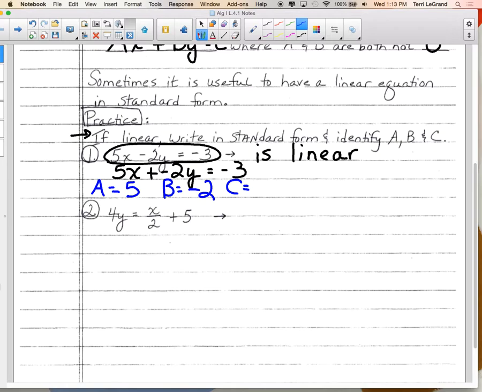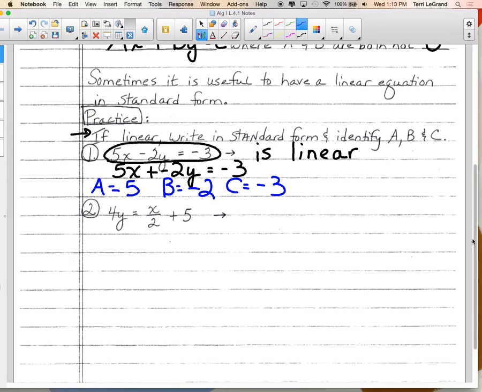So that equation was really already in standard form. It just had been cleaned up. We didn't have the plus minus going on. So we could have just identified right away that the subtraction sign makes that 2 negative. So we have a negative 2 for B and our C is negative 3. Okay, questions on that at all?